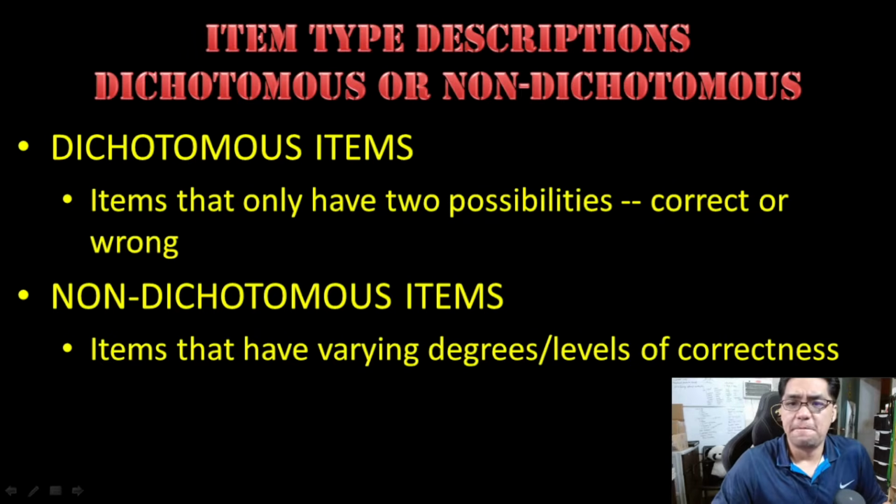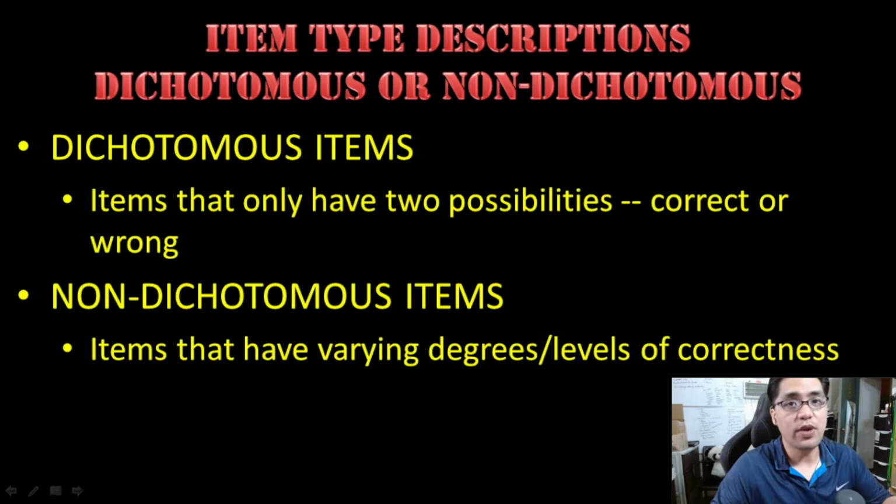So first of all, is your item dichotomous or non-dichotomous when it comes to scoring? What is a dichotomous item? A dichotomous item only has two possibilities. It's either correct or wrong. Non-dichotomous items, on the other hand, have varying degrees or levels of correctness. An example of a dichotomous item is a simple identification question.